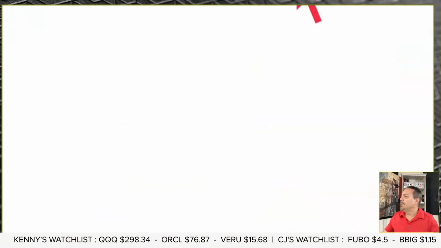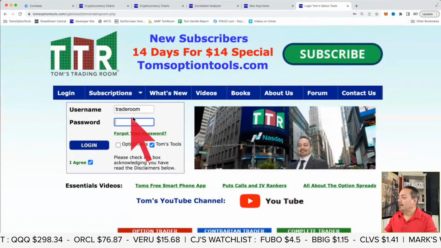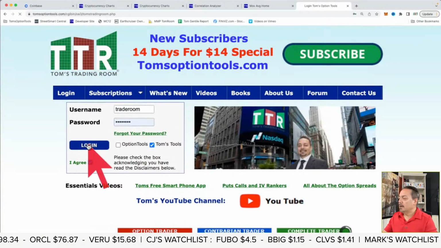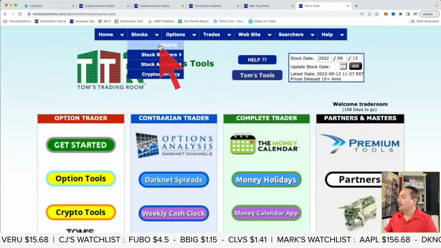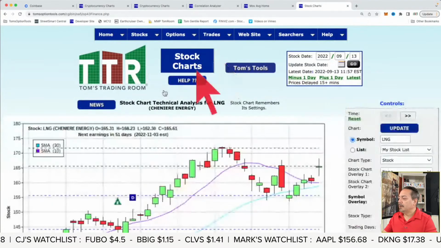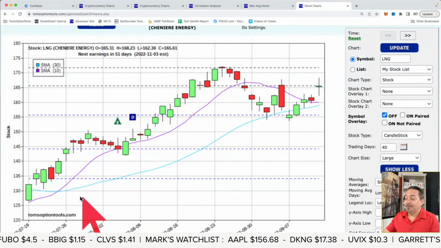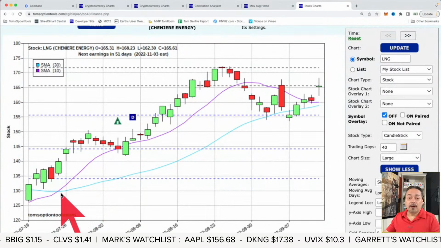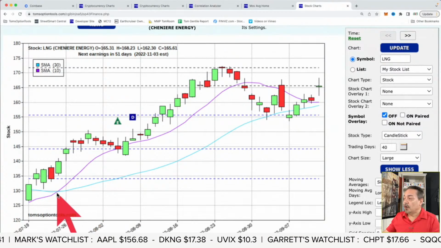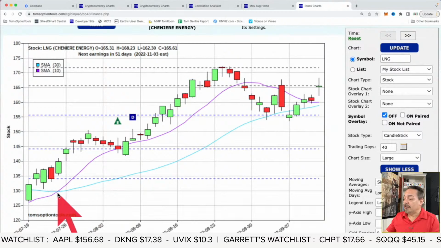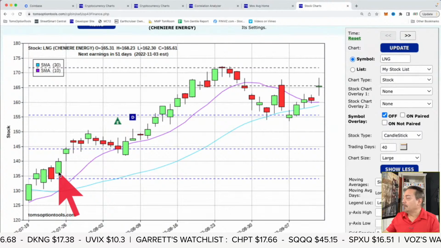So what I want to do with you is I'm going to take you over to Tom's Tools. And let me log in. I'm just going to go to my stock charts. And within my stock charts, we're going to see some things. Look at this. Right off the bat, this one popped up because I was looking at it earlier today. This is LNG, Cheniere Energy. And you can see the 10-period moving average cross right here when it was trading around 136.